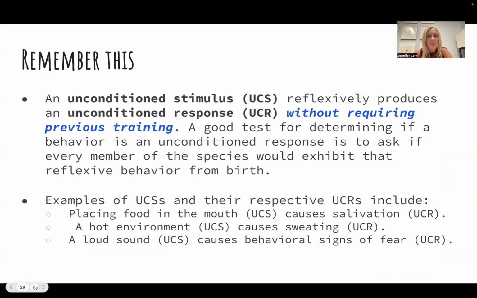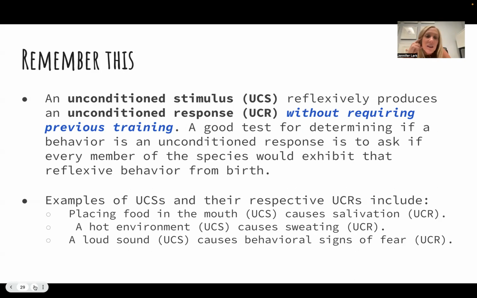Okay, so a couple more things just to sink in here. An unconditioned stimulus reflexively produces an unconditioned response without requiring previous training. Any food is going to cause salivation. A good test for determining, in applied examples, whether a behavior is an unconditioned response is to think about whether any member of a particular species would exhibit the same exact behavior from birth without any learning having to occur. Like all of us would salivate in response to a lemon being placed near us or Skittles or Sour Patch Kids or something like that.